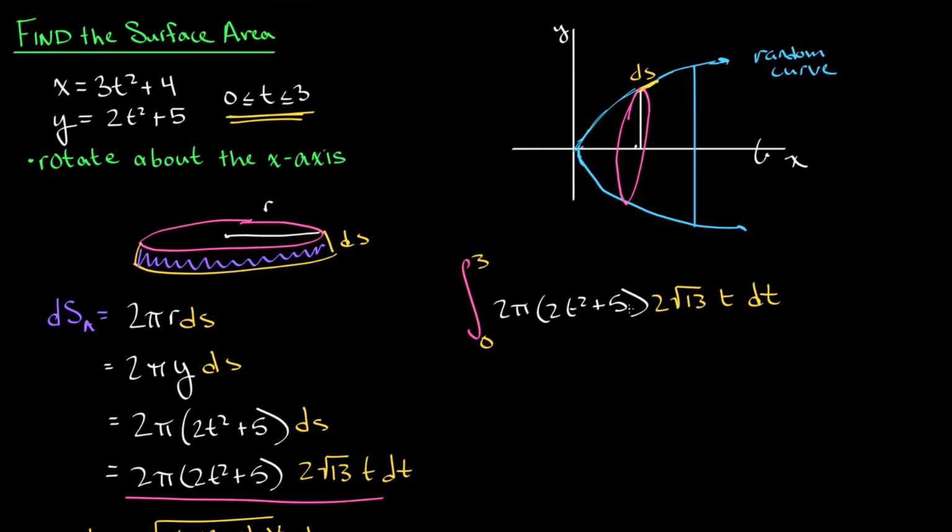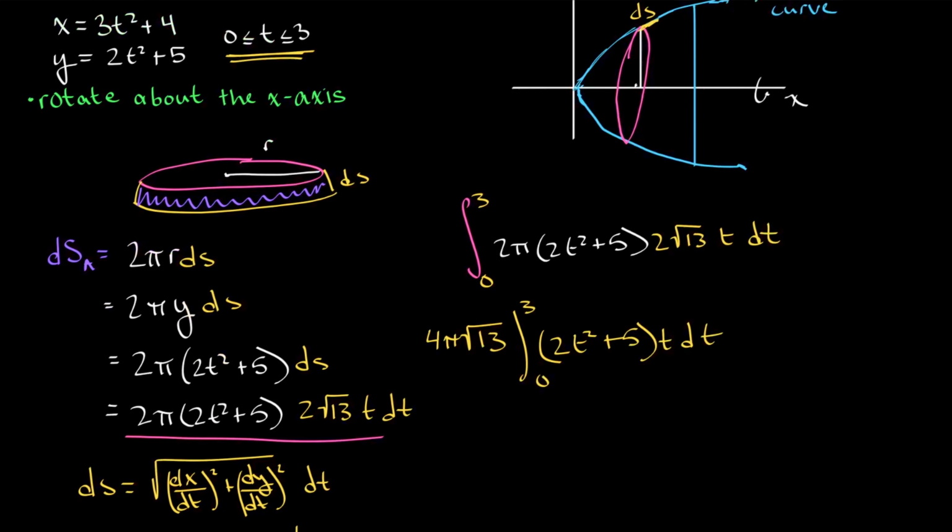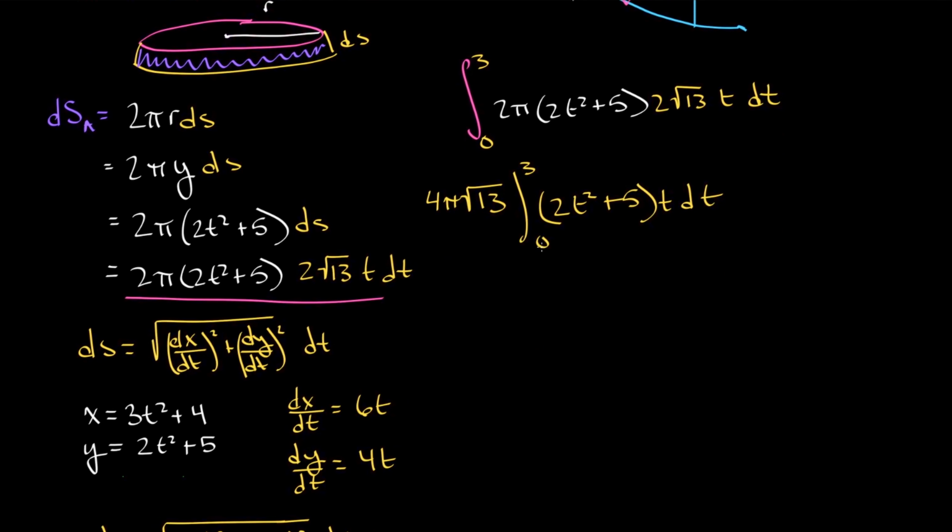So let's see. We have a few constants that it looks like we can pull out. We've got this 2, this pi, 2, and a square root of 13. So we can take that all out. That's going to be 4 pi, it looks like, times the square root of 13 times this definite integral from 0 to 3. And then we're left with 2t squared plus 5 times t dt. And we're getting closer. Let's distribute that t. Let's see what we get.